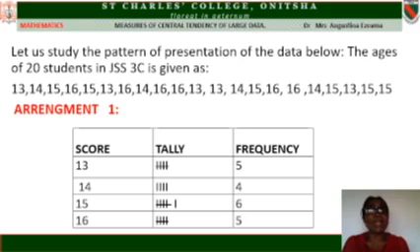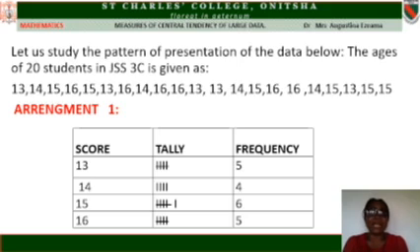Example: the ages of 20 students in JS 3C are given as 13, 14, 15, 16, 15, 13, 16, 14, 16, 16, 13, 13, 14, 15, 16, 16, 14, 15, 13, 15, 15. Let us arrange it. The arrangement 1 is score, tally, frequency. Under the score, we have 13, 14, 15, and 16.